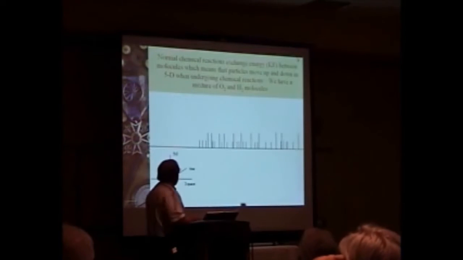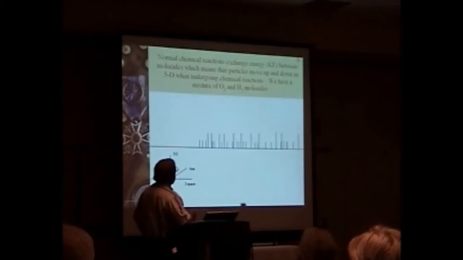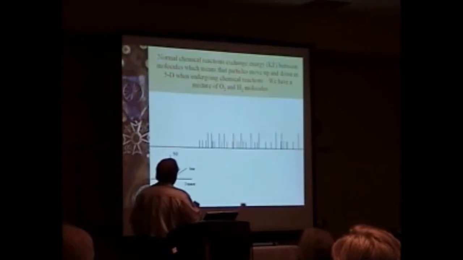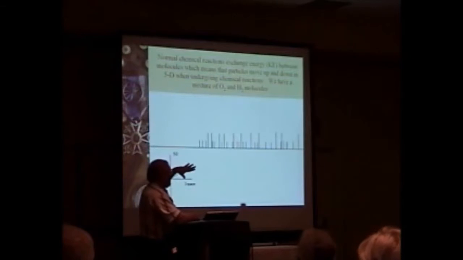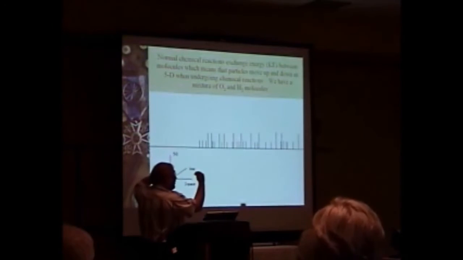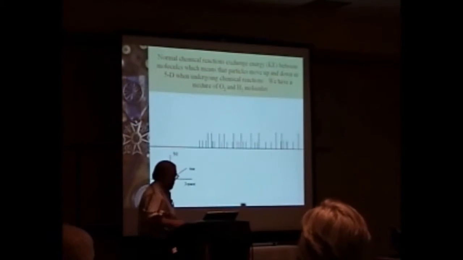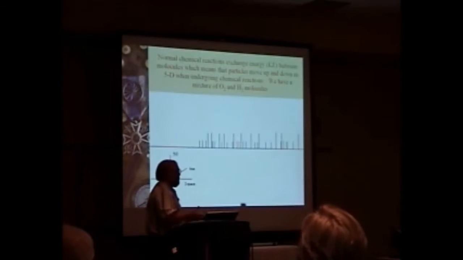Now, I have here a model. Normal chemical reactions exchange kinetic energy between molecules, which means the particles move up and down the fifth dimension when undergoing chemical reactions, as I just said. We have a mixture here of O2 molecules and H2 molecules. These are H2 molecules, those are O2 molecules. This is a sheet. This is static. There's no time here, so we're only looking at the edge of the sheet. And so you have these particles here. It's a chaotic mixture of oxygen and hydrogen gas.